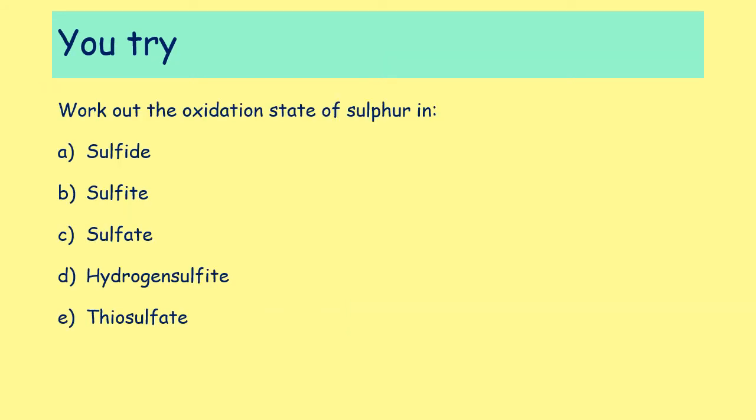So what we've got here are a set of examples for you to try. In each case, work out the oxidation state of sulfur. Sulfide is just sulfur on its own. The other 4, B, C, D, and E, are all found in the data booklet in the table at the top of page 21. So what I'd like you to do now is pause this video and have a go at working out the oxidation state of sulfur in each of these examples. And then whenever you resume the video, I'll start the answers.